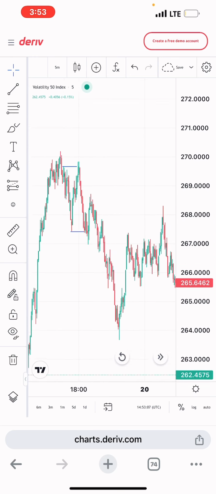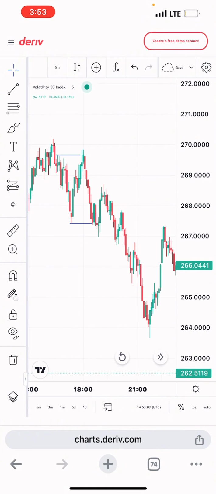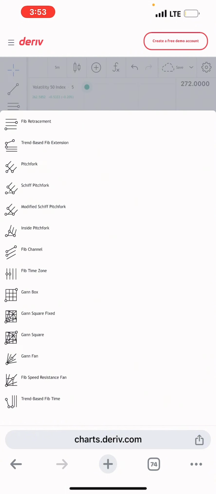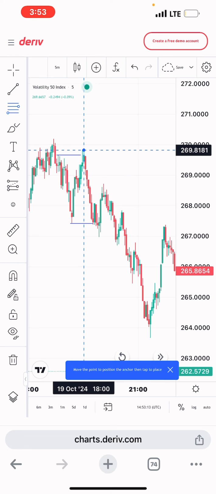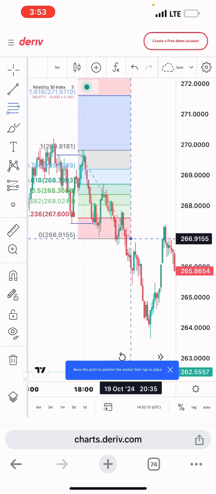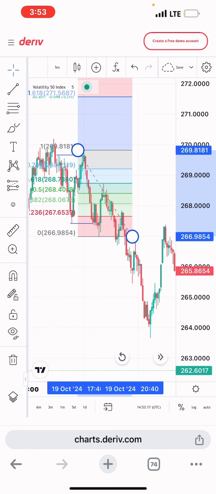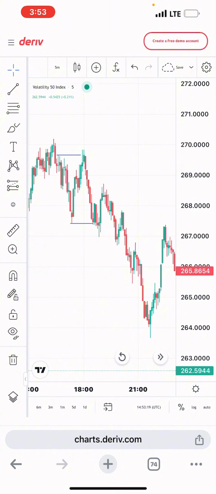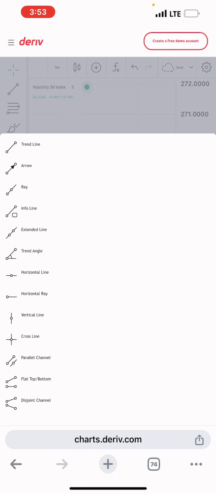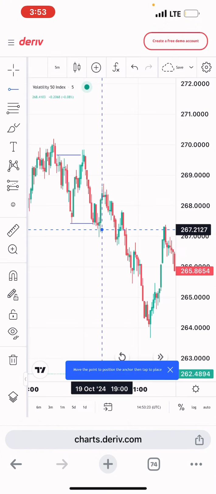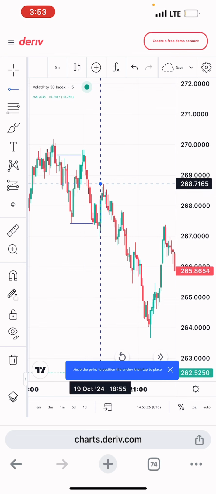That pullback should be at least 50% of your Fibonacci too. So you pick your Fibonacci retracement from the swing high to the swing low. You see that area, that's up to 50%. So that becomes your structural liquidity. All right, that becomes your structural liquidity. You just mark it out.